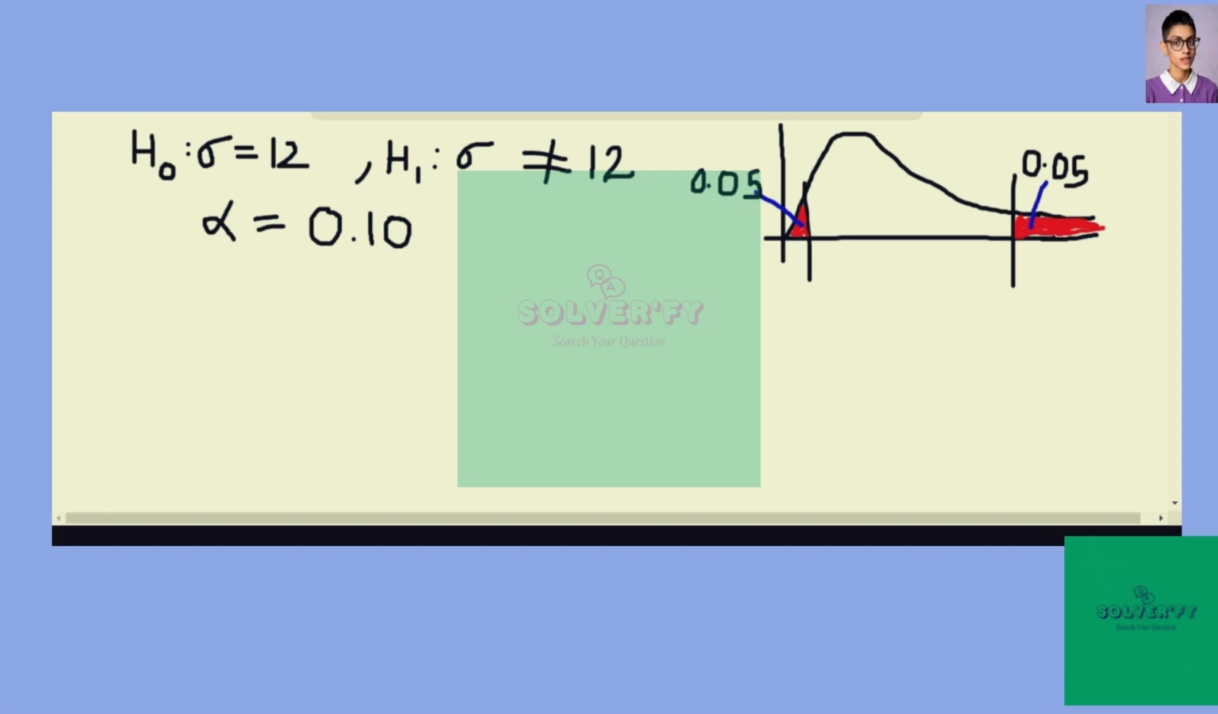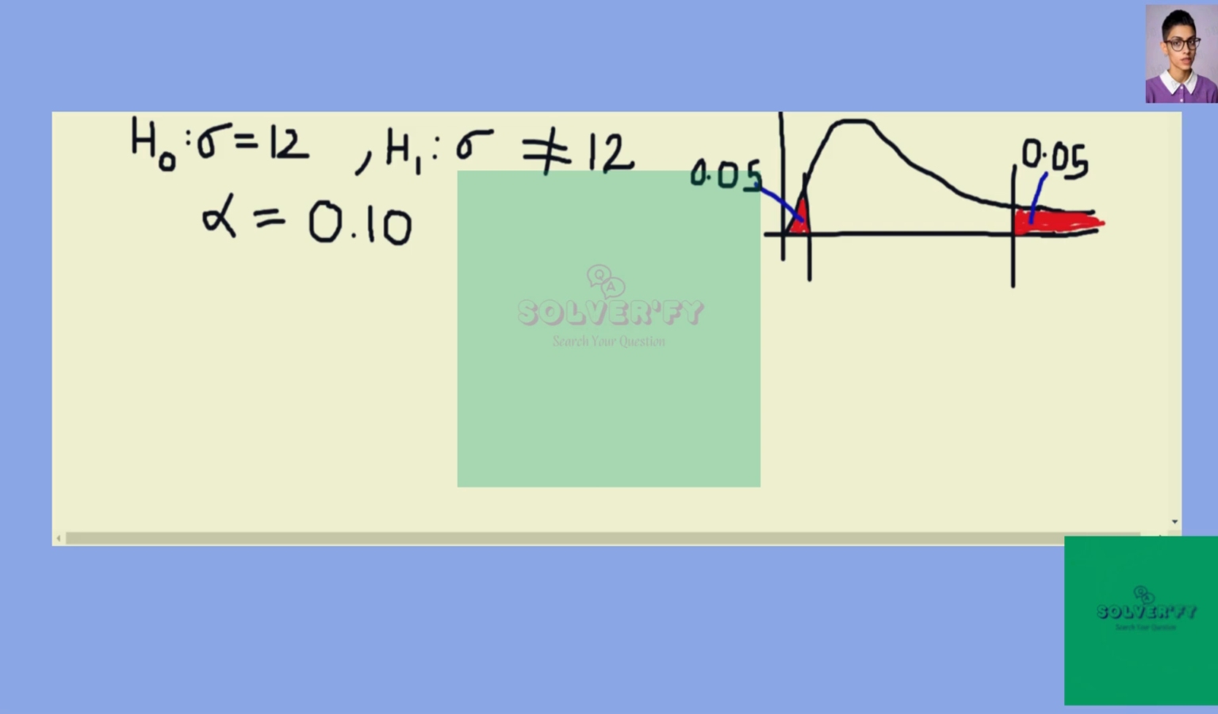That is, alpha by 2 equal to 0.05 will be this left side shaded region, and alpha by 2 equal to 0.05 will be this right side shaded region. Now, degrees of freedom equal to n minus 1, where n is the size of the sample. In this problem, the sample given is of size 13. So, degrees of freedom equal to 13 minus 1, which is equal to 12.